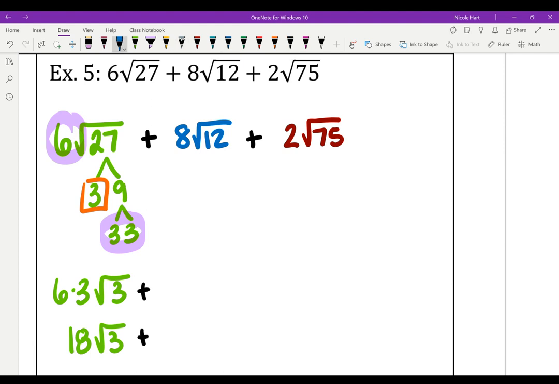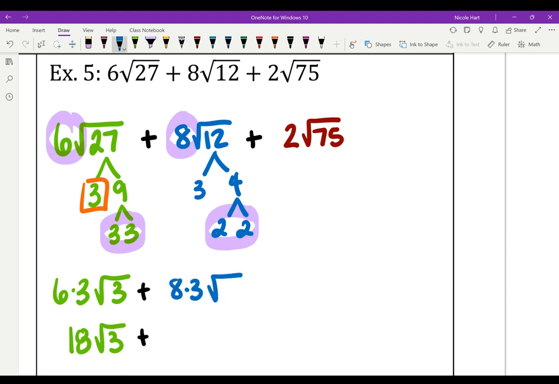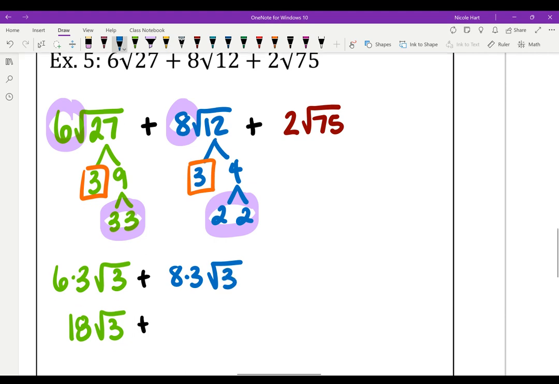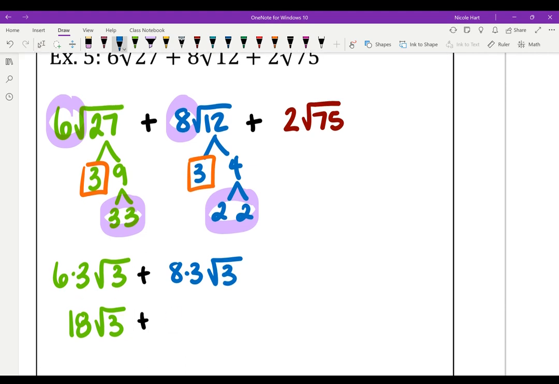Then we have 8 root 12, and you can pick whichever two numbers. You can do 2 and 6, or you can do 4 and 3. I like 4 and 3. Since my first radical had a simplified version with 3 on the inside, I'm going to keep with that 3 on the inside idea. 4 breaks down to 2 and 2, so that pair of 2s goes outside with the 8. 8 times 3, and we have that leftover 3 that'll go inside. 8 times 3 is 24, and then root 3.